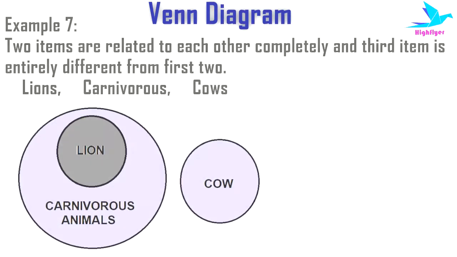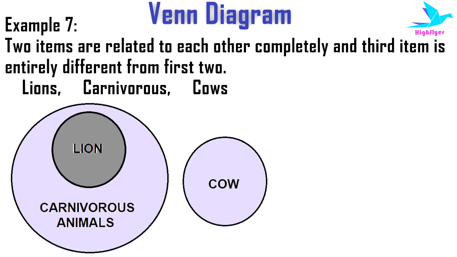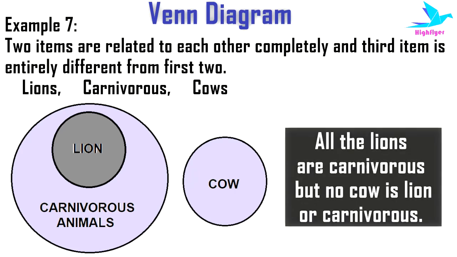Example 7. Two items are related to each other completely and third item is entirely different from first two. Lions, carnivorous and cows. Now we can see that all lions are carnivorous, but no cow is lion or carnivorous. So cow is an entirely different item.